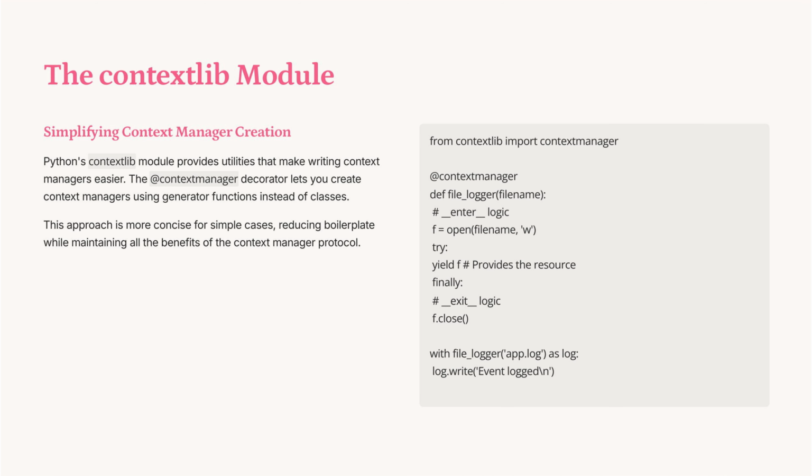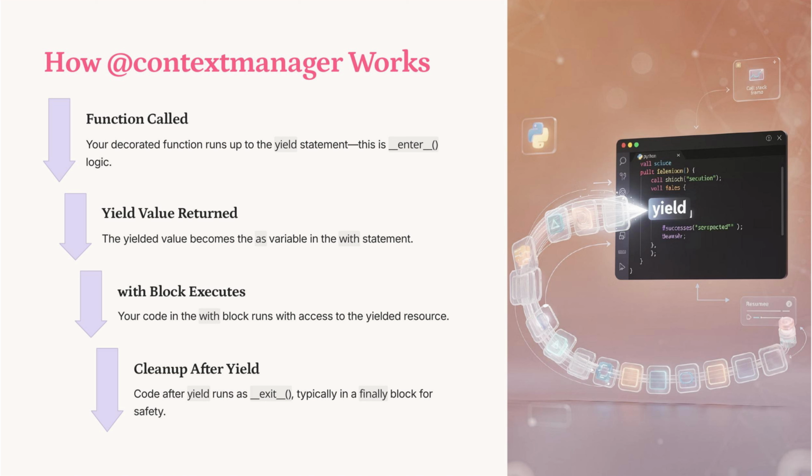Python's contextlib module streamlines context manager creation. Using the @contextmanager decorator, you can define context managers with generator functions, reducing boilerplate. For instance, the file_logger function opens a file, yields it for use, and ensures closure, encapsulating both enter and exit logic efficiently. The contextmanager decorator simplifies context manager creation. The function runs up to the yield statement, acting as __enter__.